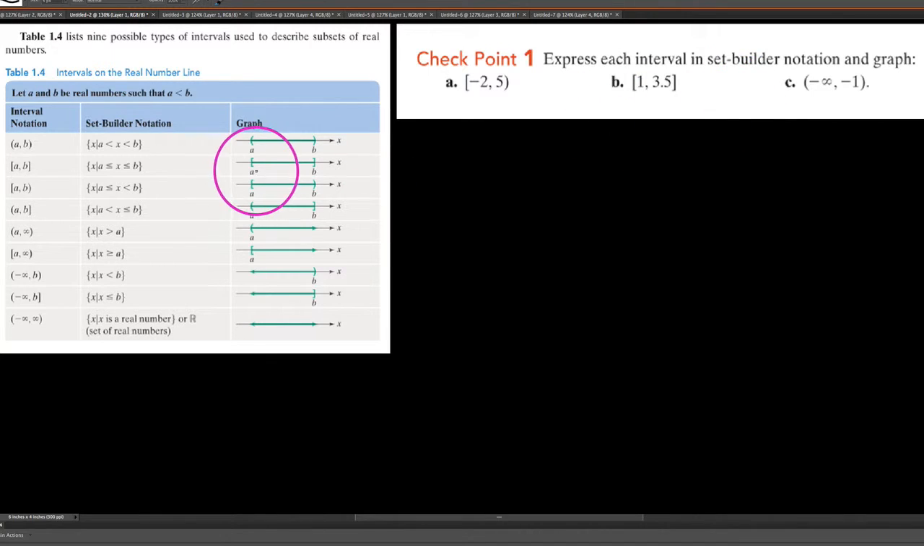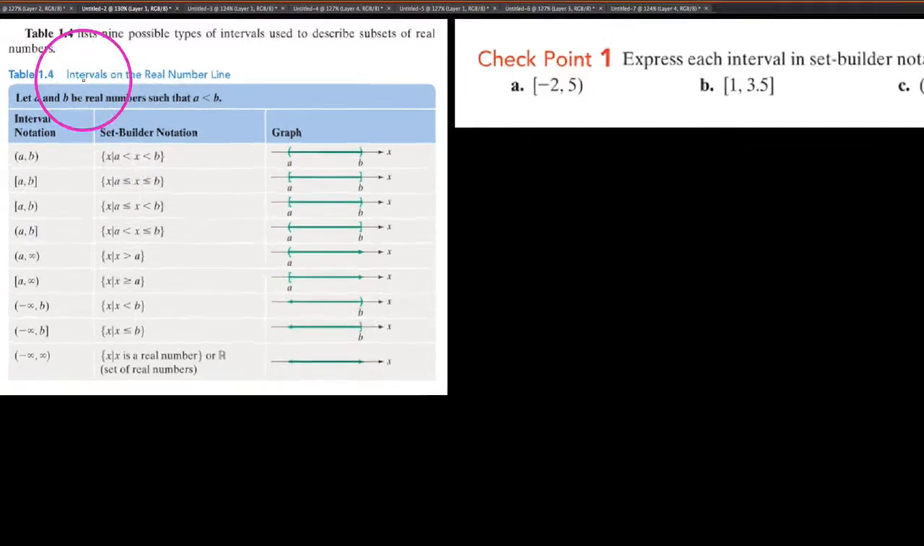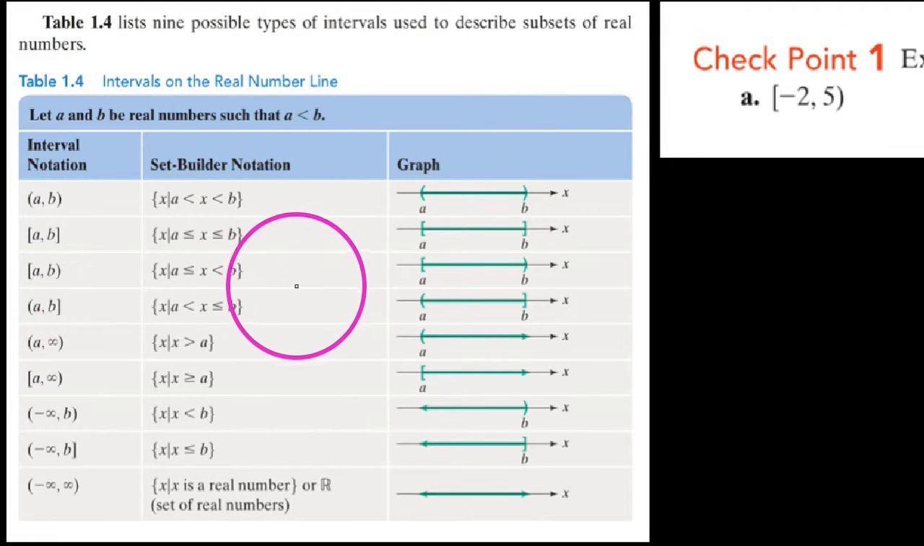set builder notation. Before we do that though, what I want to point out is that there are 9 types of intervals used to describe the sets of real numbers, and these are the only intervals we can think of. Looking at these, the open interval from a to b basically means starting just after a and going up to just before b, but not including a and b, whereas for the closed interval from a to b, we'd say bracket a to b bracket.